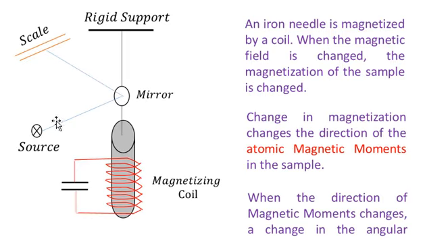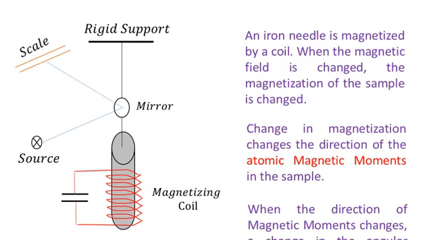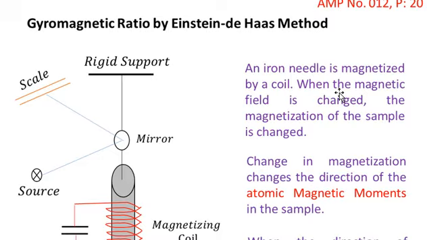You can also consider this source as a narrow beam of light projecting light on the mirror, and this light is then reflected towards a scale, and the scale can be used to measure the deflection under the application of the magnetic field. So now let me go through the paragraphs that I have written down over here.